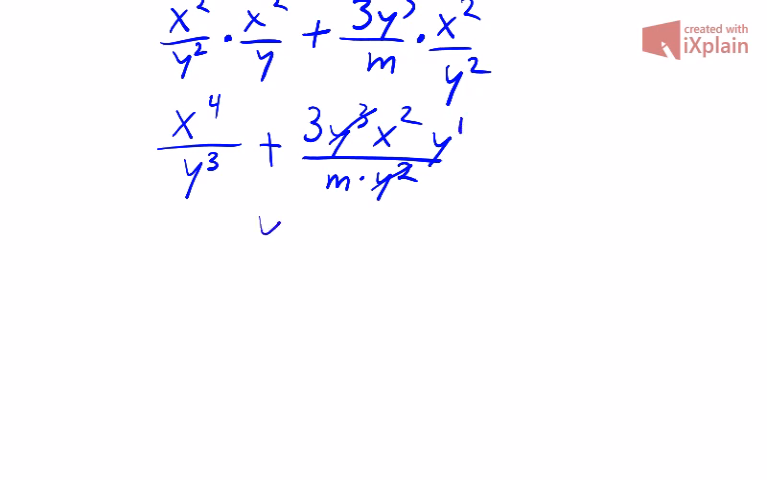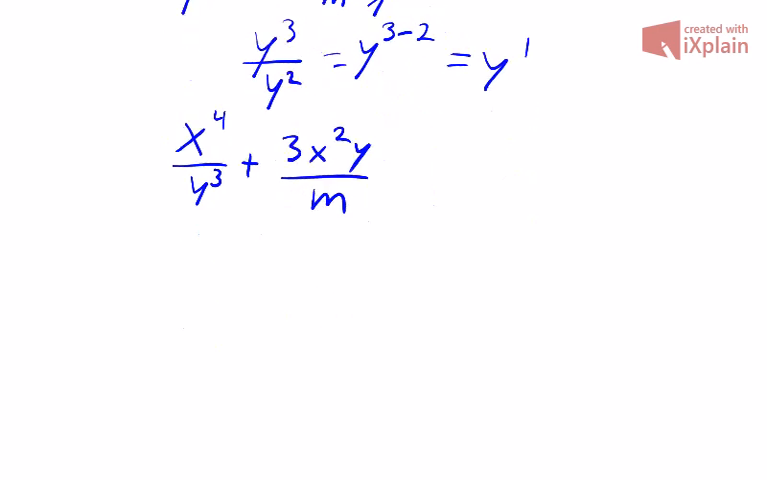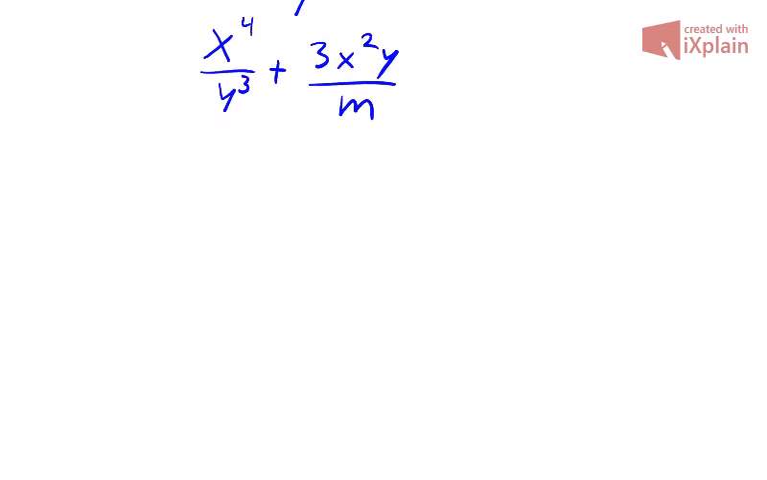So what that is, if we have y cubed over y squared, y to the power 3 divided by y squared, that's going to end up being y to the 3 minus 2, which is y to the 1, or just y. What we end up getting here is, that's the wrong thing. That should be x to the fourth over y cubed plus 3 x squared y over m. And that's kind of our baseline example. After this, we're going to try it with some subtraction.